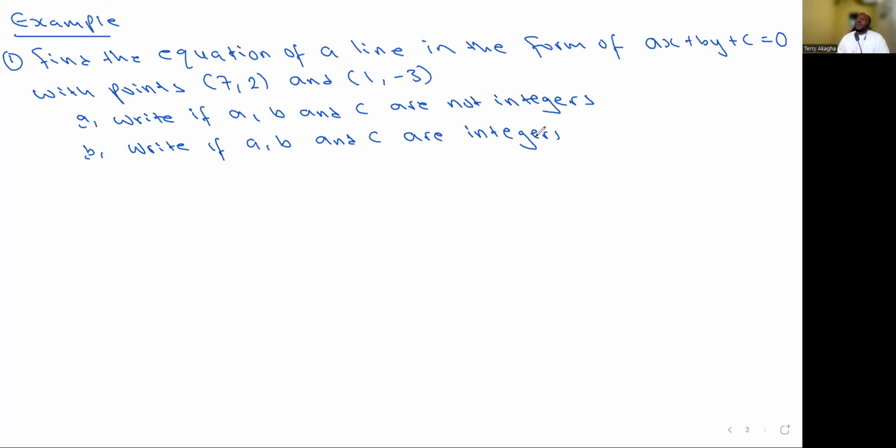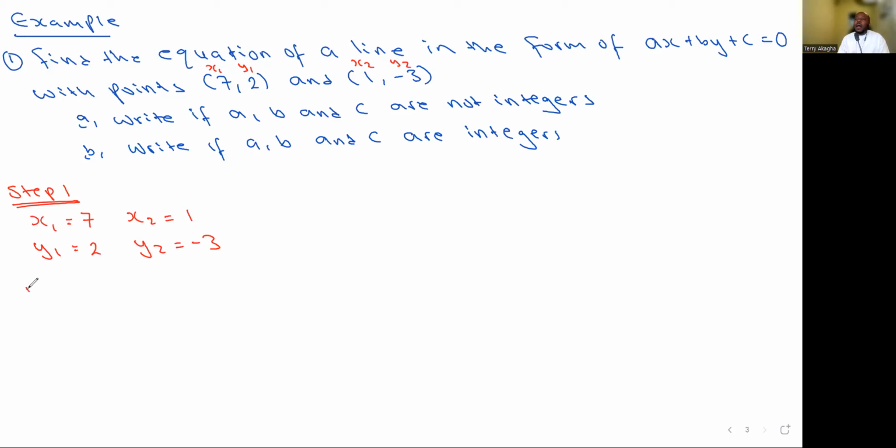So now, if you look at this question, we have 2 points, but no slope. So we're going to use the 2-point form. Okay, 2 points, but no slope, the 2-point form. So this will be x1, y1, x2, y2. So step 1, my x1 is equal to 7. My y1 is equal to 2. And my x2 is equal to 1. And my y2 is equal to minus 3.